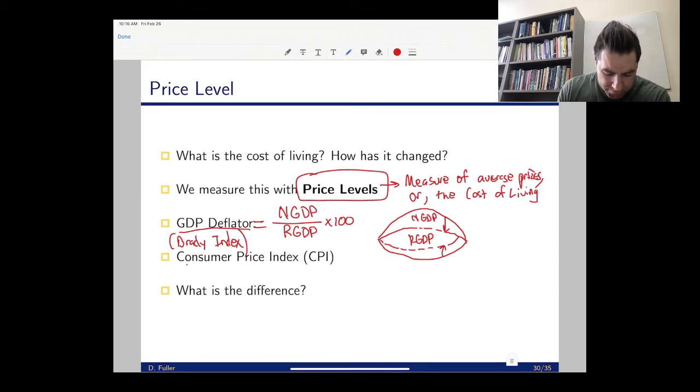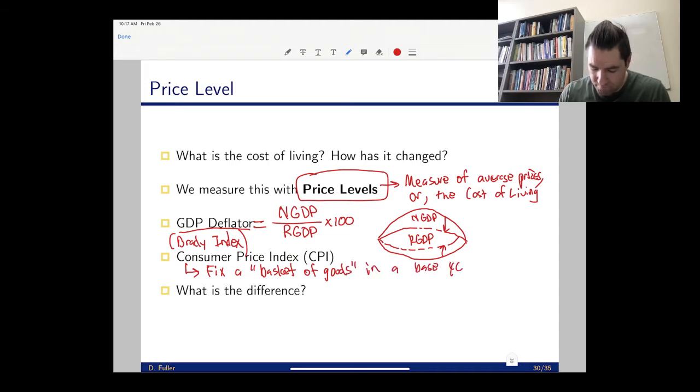And so the Consumer Price Index is computed in a similar way with one small difference. In the Consumer Price Index, what they do is they fix what they call a basket of goods in a base year. Right? So they decide, okay, what are the types of things that we like to buy? And for a typical consumer, that's what I call the basket of goods.